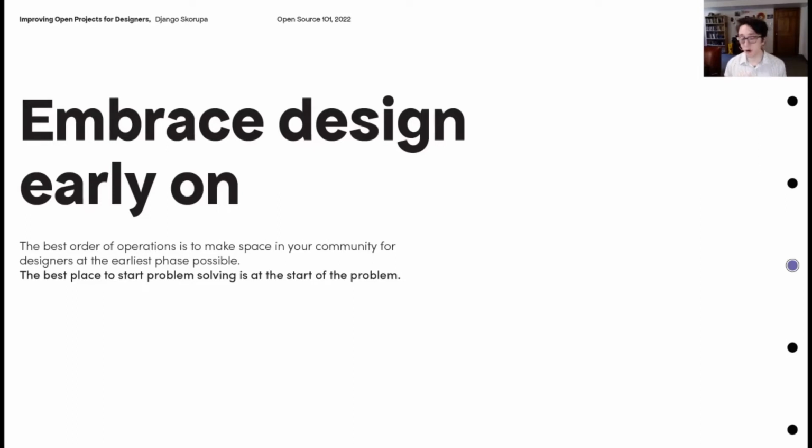When you are on the drawing board of drawing boards, brainstorming exactly where the scope of your project should lie, try and get designers with you. Designers who might be able to point you in the direction of accessibility tools. Designers who might be able to point you in the direction of considering copy very early on, considering web design early on. The best place to start problem solving, always, is at the start of the problem.